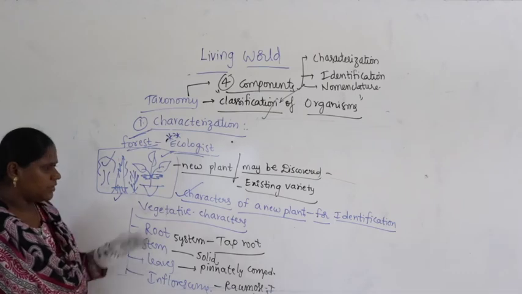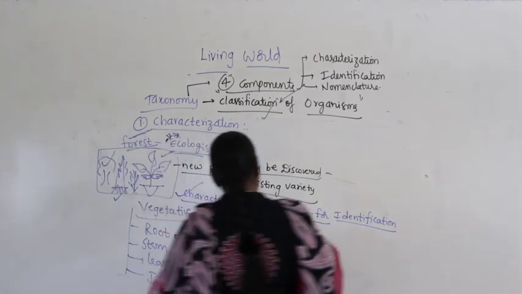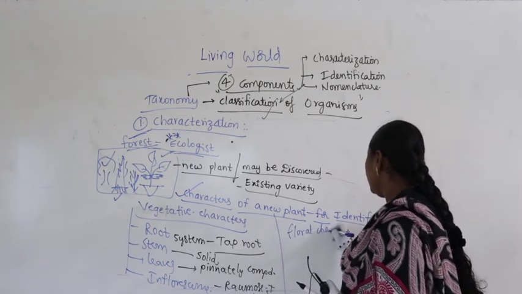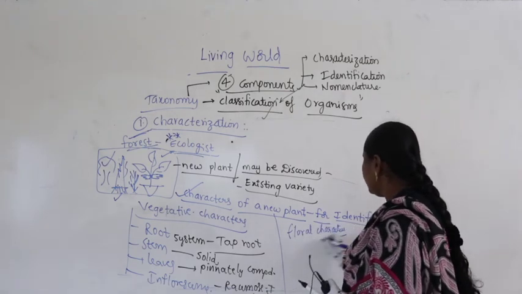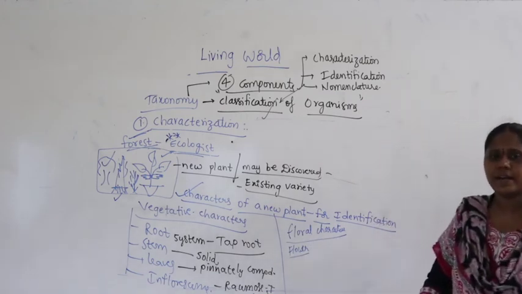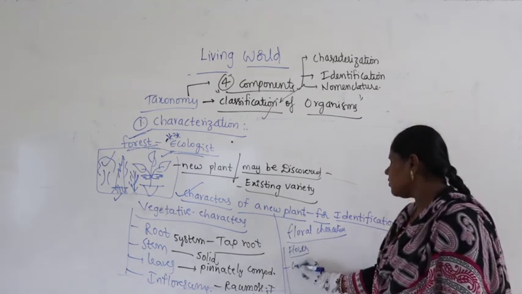After he notes down the vegetative characters, what will he do? He will start noting down the floral characters. Floral characters means what all will come? The characteristics of a flower. Floral characters means characteristics of a flower. What all does he have to note down?